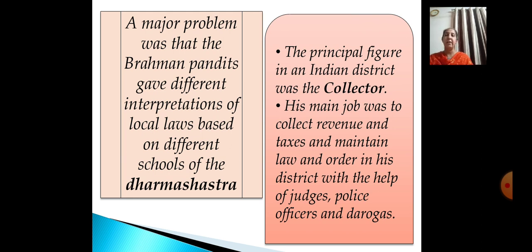The principal figure in an Indian district was the collector. What was his main job? From the title itself we can understand: his main job was to collect revenue and taxes and maintain law and order in his district. He had to take the help of judges, police officers, and darogas. Darogas means police officers, constables. So his office, the collectorate, became the new center of power and patronage that steadily replaced previous holders of authority.